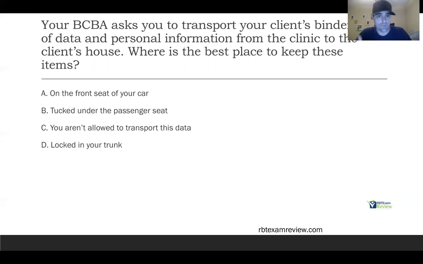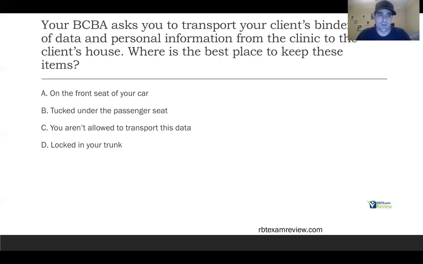This is a very popular thing they want to ask, and make sure you're being diligent and responsible with this personal information. So, where should you keep these? On the seat of your front car. On the front seat of your car. Well, no, right? The data is just out there in the open. What if your car gets broken into? What if somebody's riding with you and they start flipping through it? You're not protecting the privacy of that client.